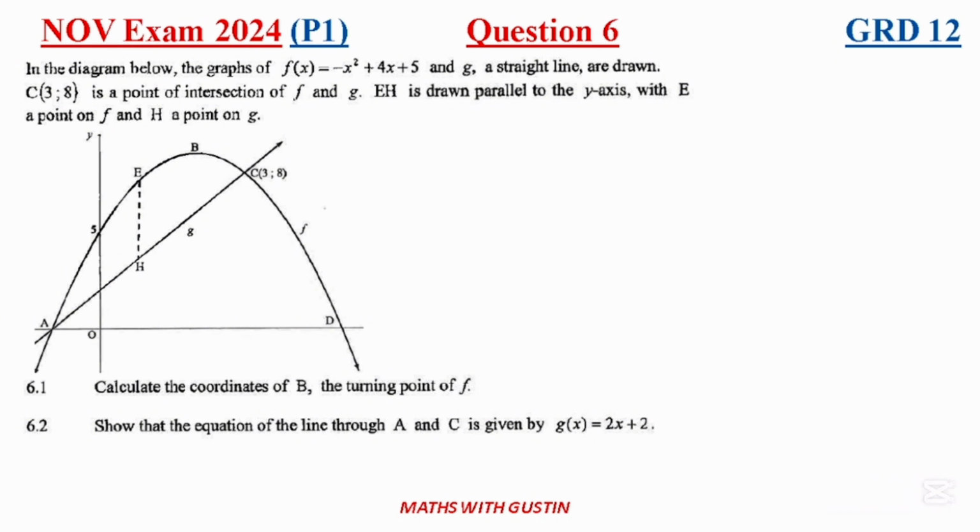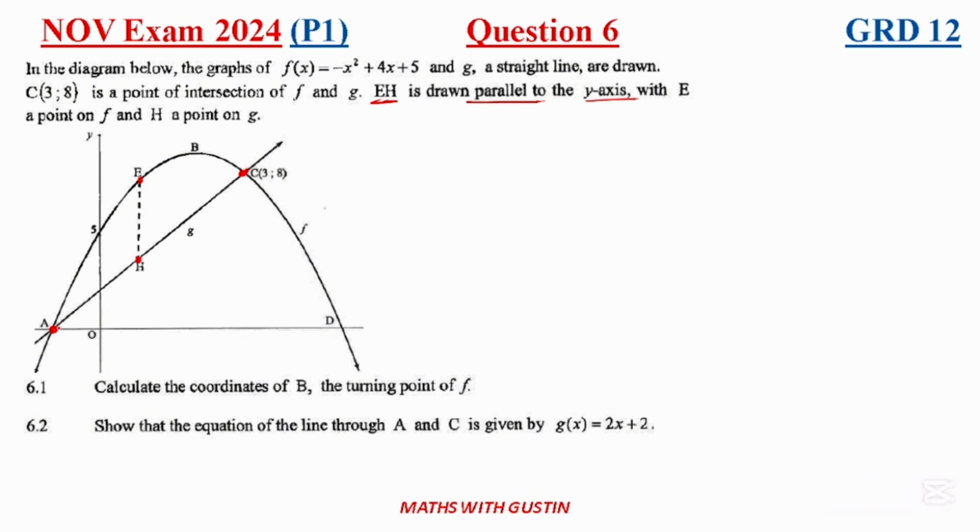Now it says here that C is (3; 8), which is this point here, a point of intersection, where EH is drawn parallel to the y-axis with E on F and H on G. All right, there we go. We have these two points here. They are given to us.